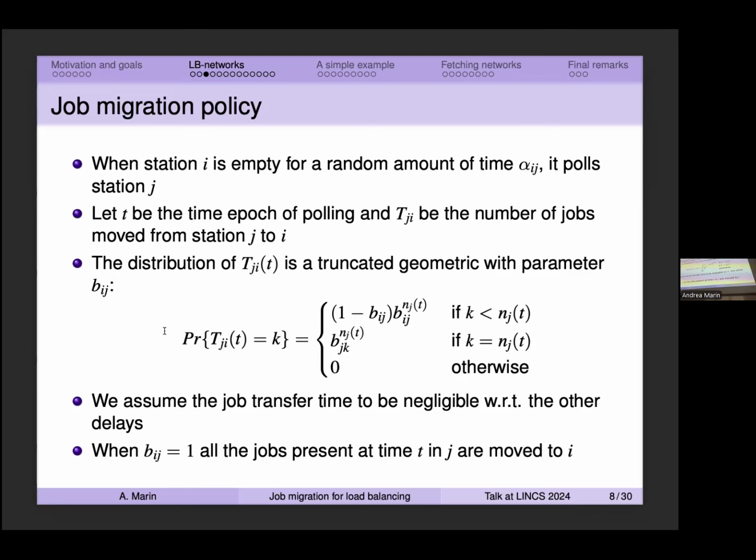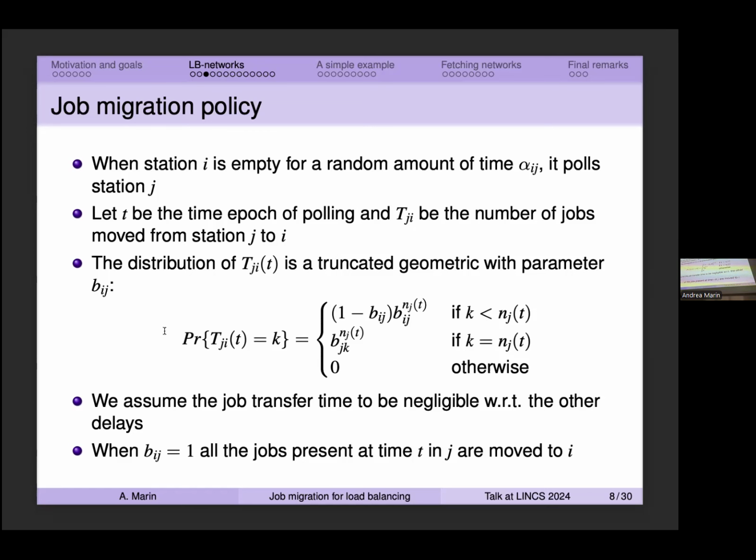The number of jobs that you steal is geometrically distributed, but truncated to the number of jobs that is present at the station that you are polling. So let's say that this is the geometric random variable. You sample 5, but the station that you're polling has only 3 jobs. You fetch from that station 3 jobs. You can't fetch 5. So that's why there is this truncation on this distribution.